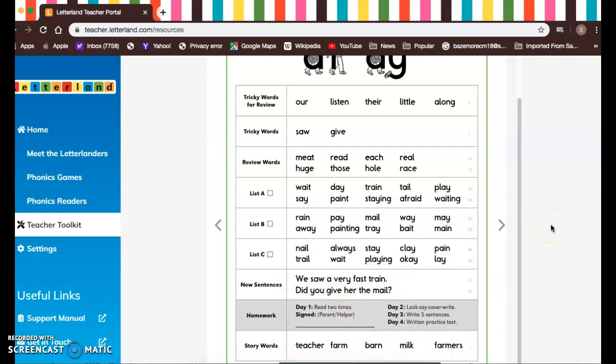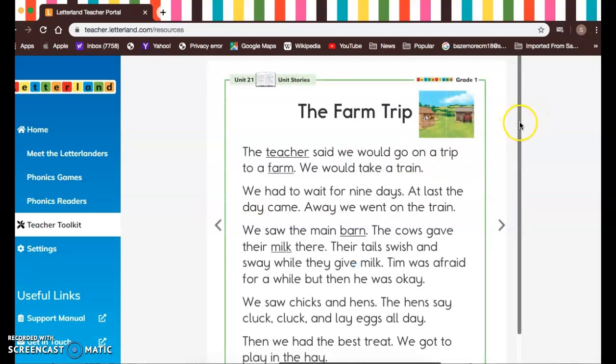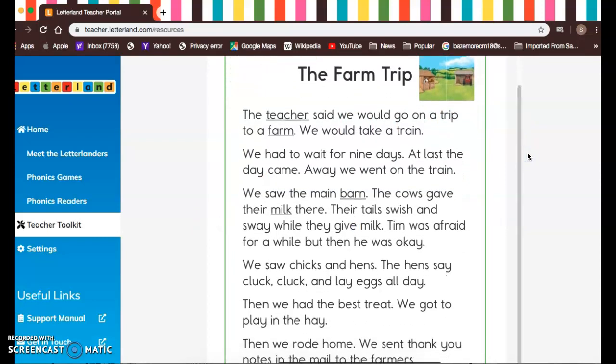Excellent. I hope you can read that pretty fast. If you need to keep practicing it, that's okay. You can keep practicing it. Okay, so we're going to go back to the story for this week, and I'm going to talk to you and read to you that story. The name of the story for this week is The Farm Trip.